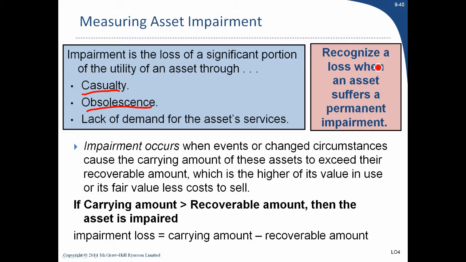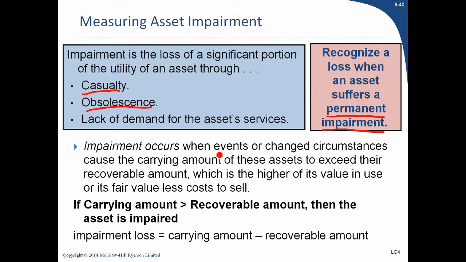Okay. I'm not going to go too much into this, but there are technical accounting tests. You have to determine if an asset has suffered a permanent impairment. So when does an asset suffer permanent impairment?